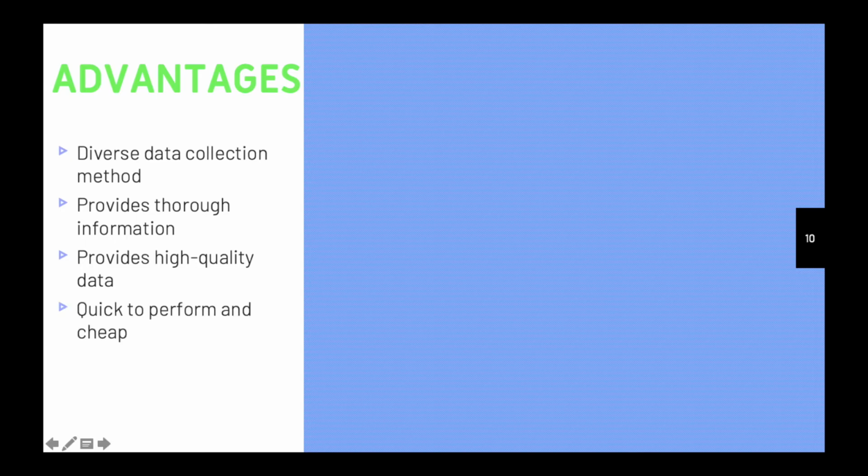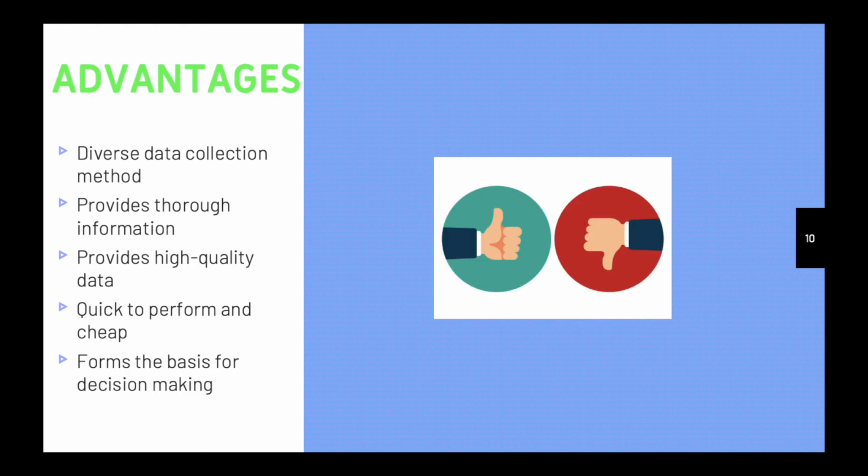The fourth boon is that it is quick to perform and cheap. As the sample size is generally large in descriptive research, the data collection is quick to conduct and is inexpensive. Finally, descriptive research forms the basis for decision-making. The data collected is robust and represents a larger population, which makes it easier to analyze and use for decision-making.